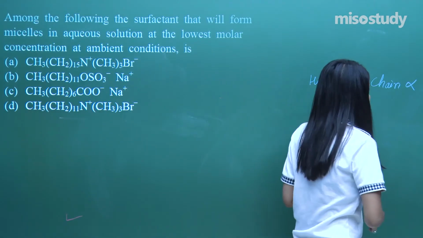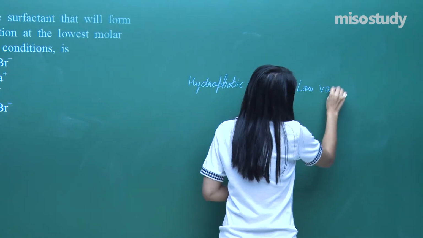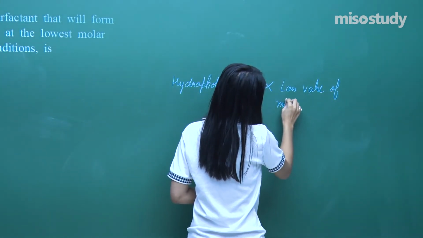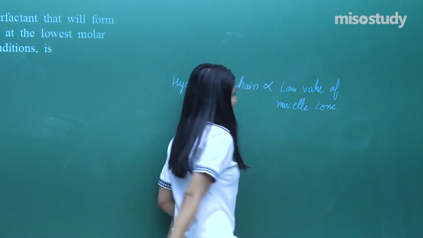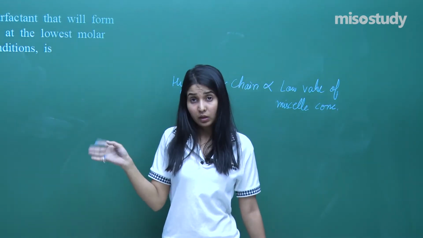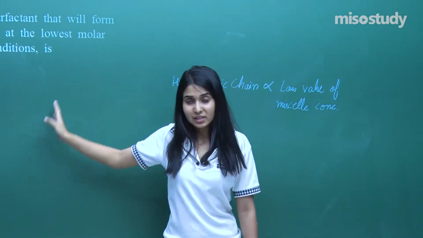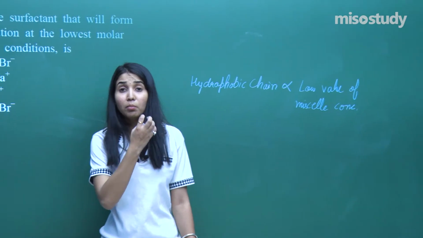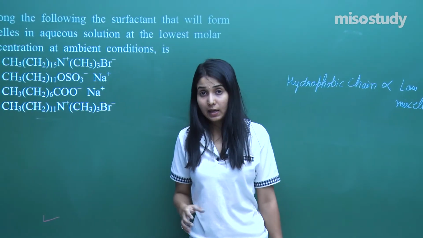So I can say directly proportional to low value of micelle concentration, right? So next time when they give you such a question, what you need to check is, if they are asking you the lowest concentration, you just need to check the one which has the longest hydrophobic chain, the longest alkyl part.